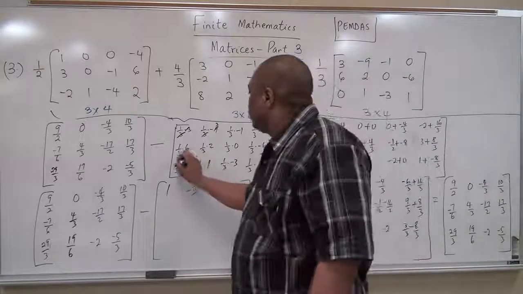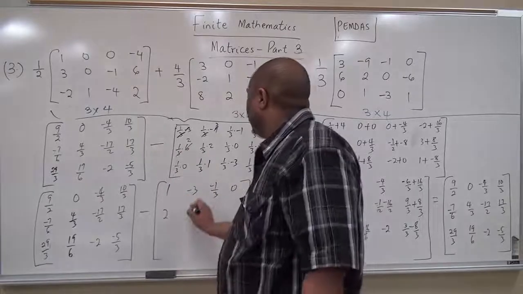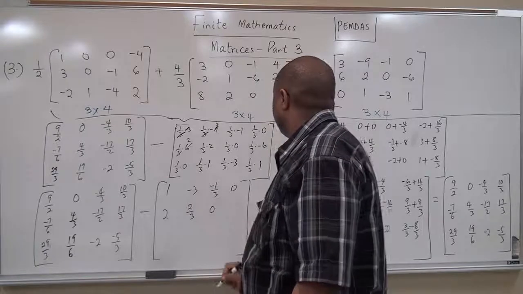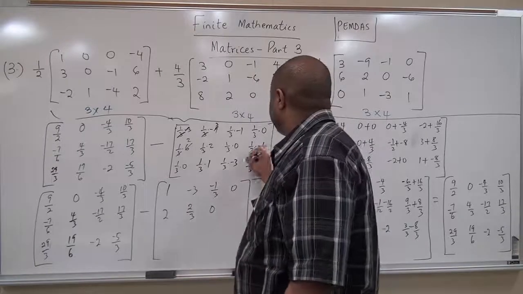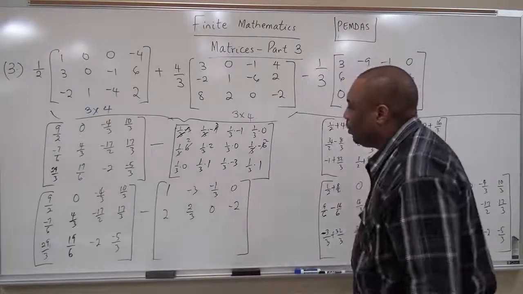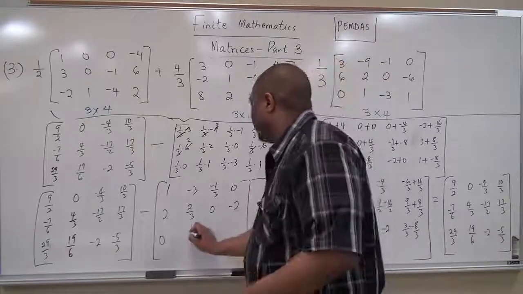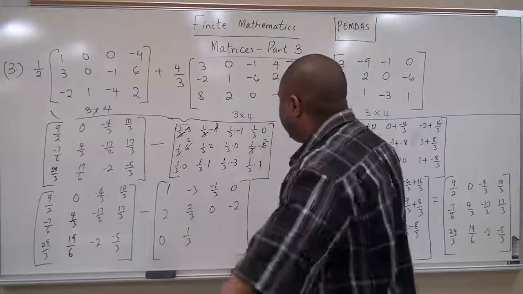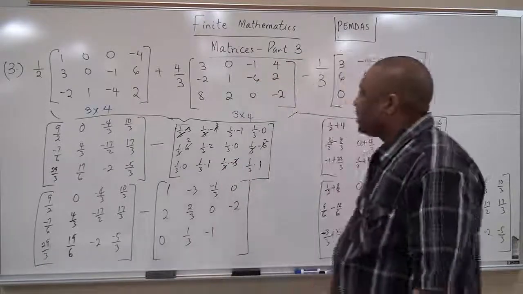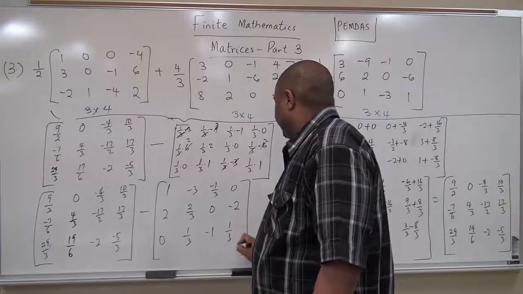Then this will be 2. 1 over 3 times 6 is 2. 1 over 3 times 2 is 2 over 3. 1 over 3 times 0 is 0. 1 over 3 times negative 6 is negative 2. 1 over 3 times 0 is 0. 1 over 3 times 1 is 1 over 3. 1 over 3 times negative 3 is negative 1. And 1 over 3 times 1 is 1 over 3.